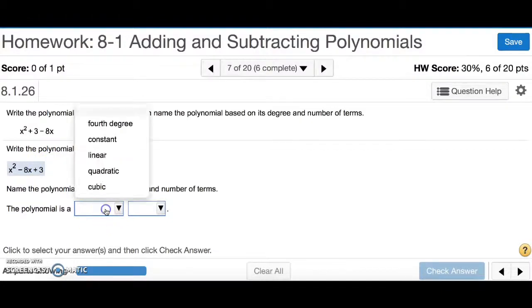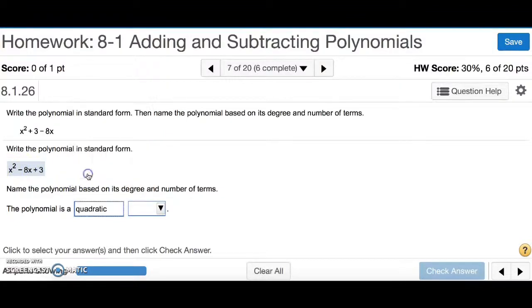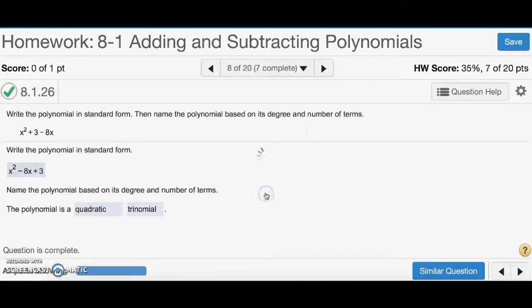Now the polynomial, since it has the largest exponent being 2, that means it's going to be a quadratic. Okay, quadratic means exponent of 2. Remember, quadratics have a graph that's a parabola. If I graph this, it would be a parabola. Now we look at the number of terms that it has. That's the number of things being added or subtracted. We have 1, 2, 3 things. So that would be a trinomial. Tri means 3. And that's number 7.